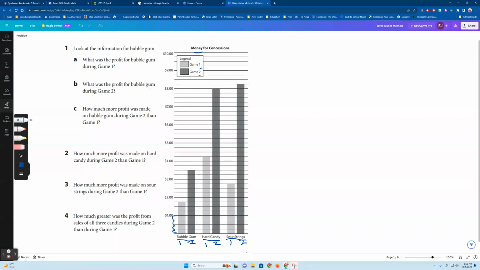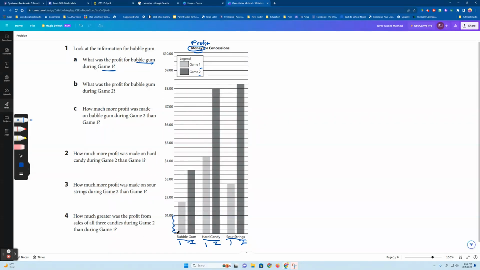What was the profit for bubblegum in game one? Now we have to be careful. This says money for concessions. So I didn't put the instructions, but I had to go back to the instructions and say, well, they said profit. That's a difference than just how much money you got from the bubblegum. But that's a whole different lesson. You had expenses. You had to buy the bubblegum and sell it for a higher price. But this graph indeed is profit. I kind of wish they'd written profit for concessions because that's a big difference. Your profit versus just how much money you got. You could get lots of money in and lose it and be out behind.